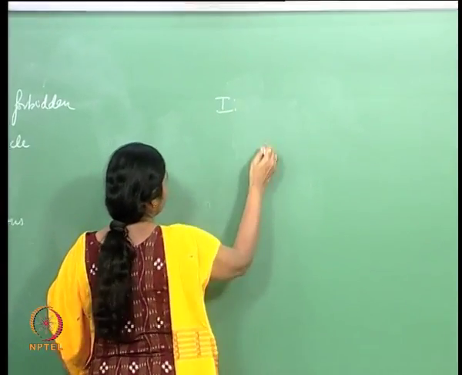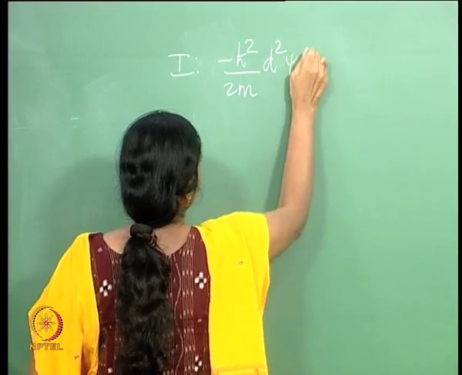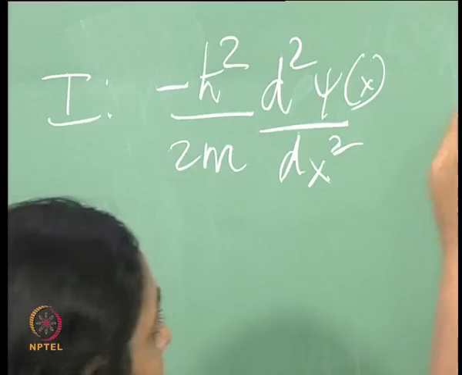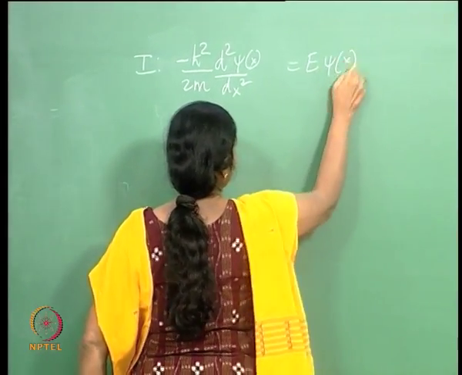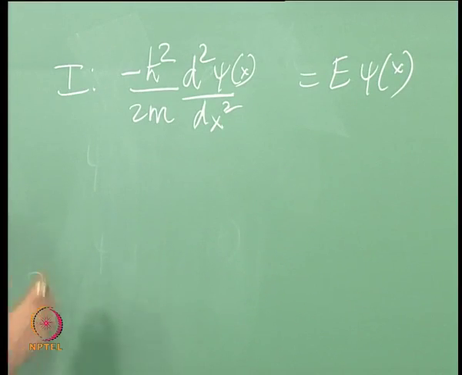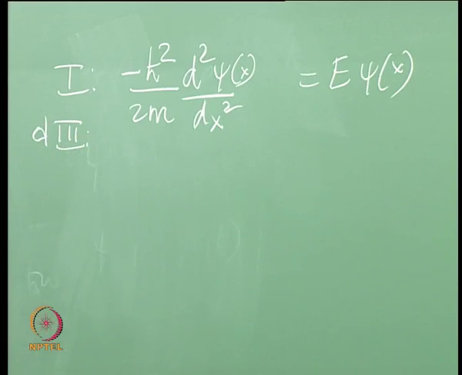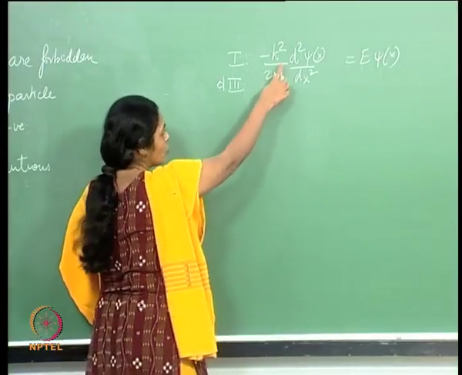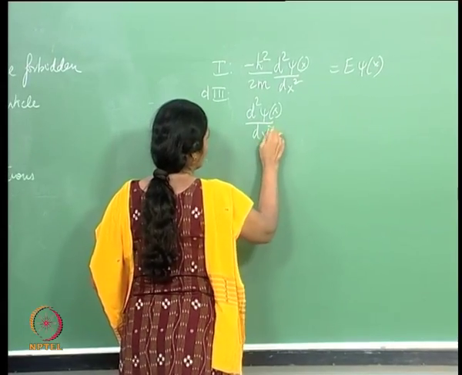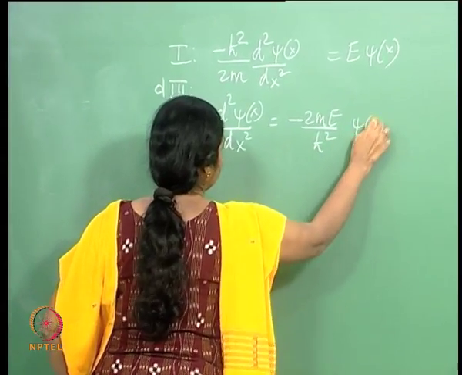In region 1, I have minus ħ squared by 2m d²ψ(x)/dx², no potential, equals Eψ(x). The same equation holds in region 3 as well. Of course, it is good to make the equation look less clumsy, and therefore I can write d²ψ(x)/dx² equals minus 2mE by ħ squared ψ(x).